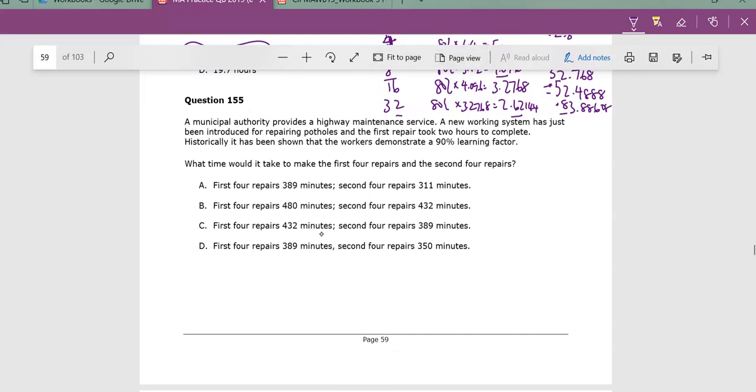155, it says the same thing. So practice this. I know you're practicing this before you're watching these videos. A new system has been introduced, and the first repair, unit 1, took 2 hours. So average time, I'm going to use it in minutes, 120 minutes, and total time, therefore, 120 minutes. Then it says that we see a demonstration of a 90% learning factor. So for the second unit, on average, 90% of 120 is 108. So on average, we spent 108. But in actual sense, that means, therefore, the total time must have been 216.